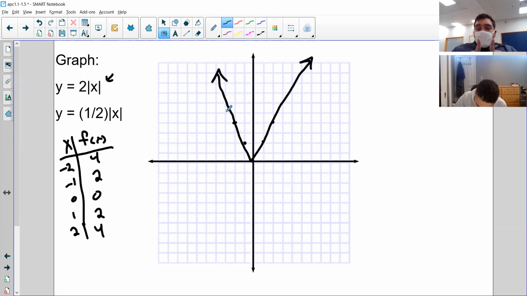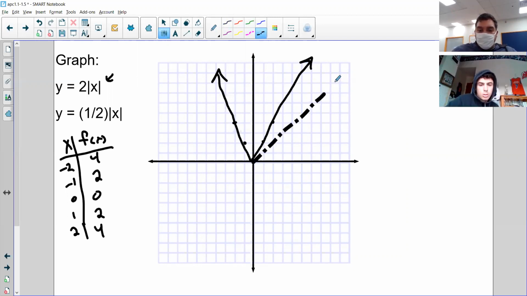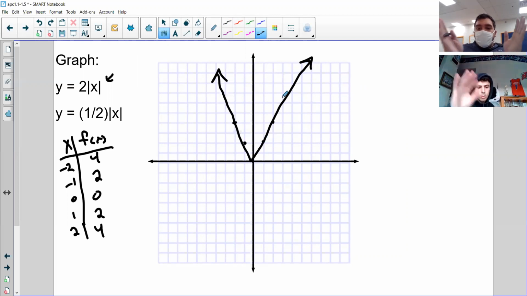So notice here, it's going up faster than our previous one if it was like a normal absolute value, which would look kind of like this. It's definitely getting up faster. So we're going to talk about that as it's vertically rising faster. Go ahead, Sammy.